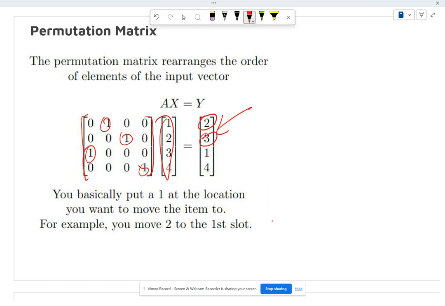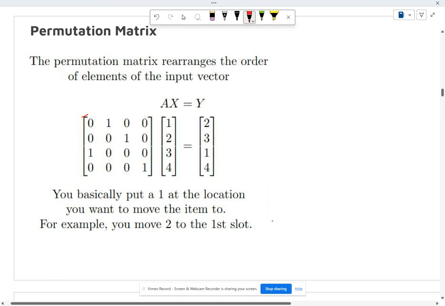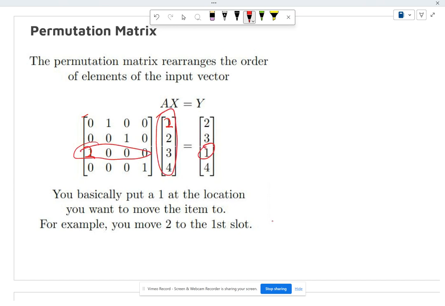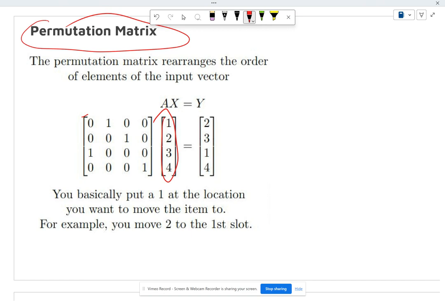You can even rearrange the order and increase the scalar. So for example, let's say you want, after rearrangement, this 2 times 2. Okay? So if you put a 2 here, notice instead of a 1, you're going to get a 2. So you can simultaneously scale and rearrange the numbers. And this is called a permutation matrix. You basically just put a 1 at the location.